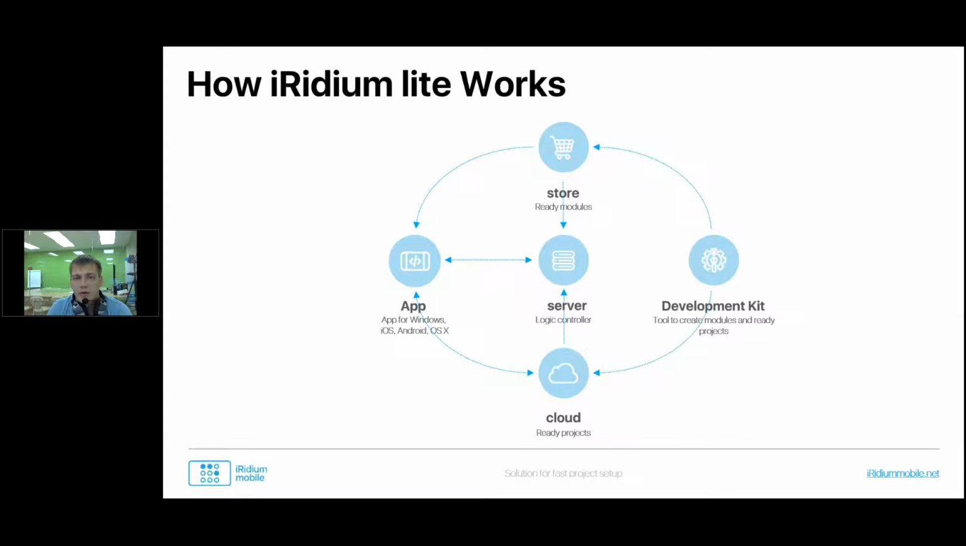So how does iRidium Lite work? If you are an installer, you should install the app iRidium to your device, iOS, Android, or Windows. In this app, you should create a project. You create floors and rooms, and after it, you should open the iRidium store. It is like the App Store, and download the modules for controlling your devices. The modules are like the apps in iOS or Android operation system.